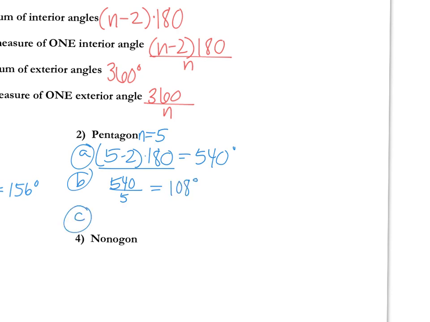Part C, sum of exterior, always 360. And finally, part D gives us 360 divided by n, which in this case is 5, and we get each exterior angle is equal to 72. Hopefully you're noticing something really important to connect here. The interior and exterior angles are linear pairs. They add up to 180, they're supplementary.